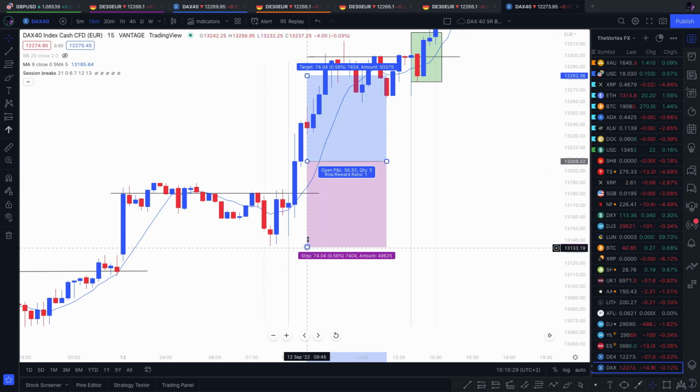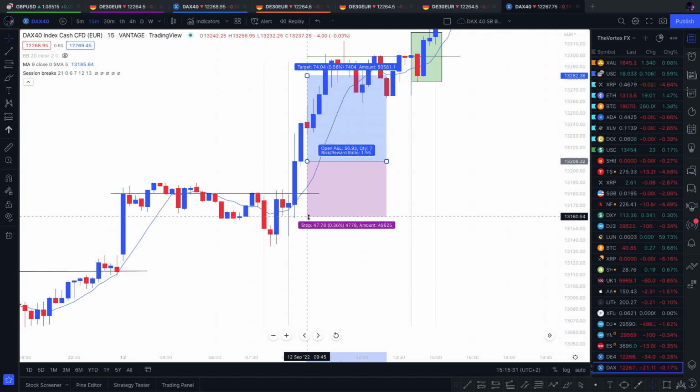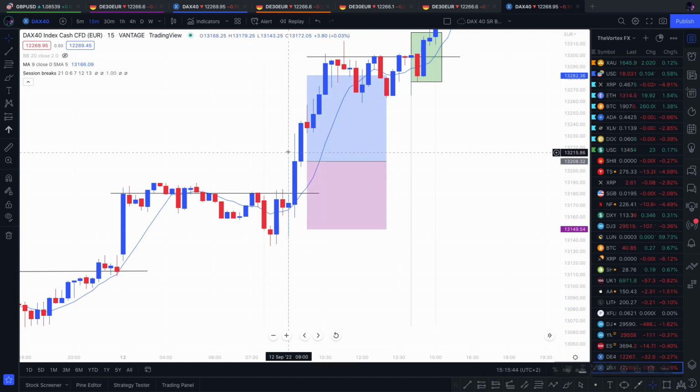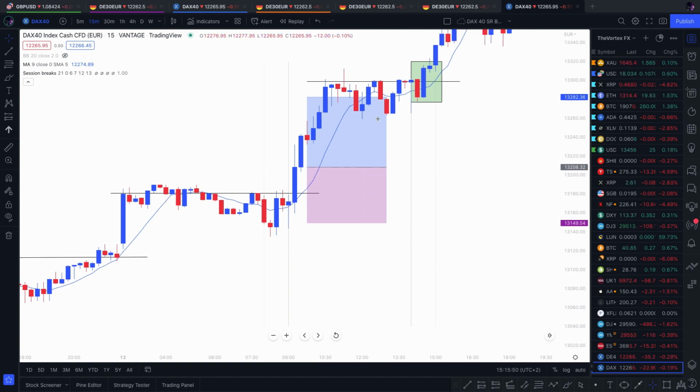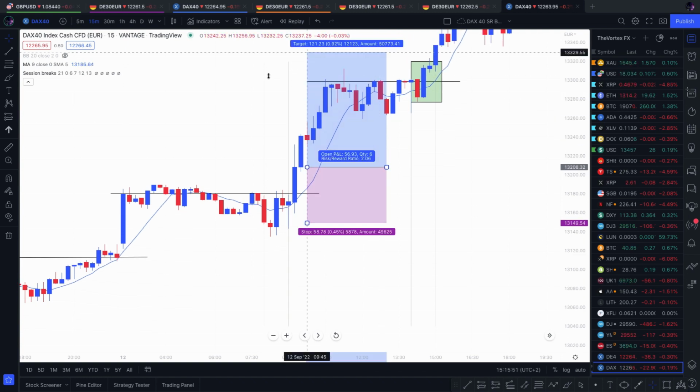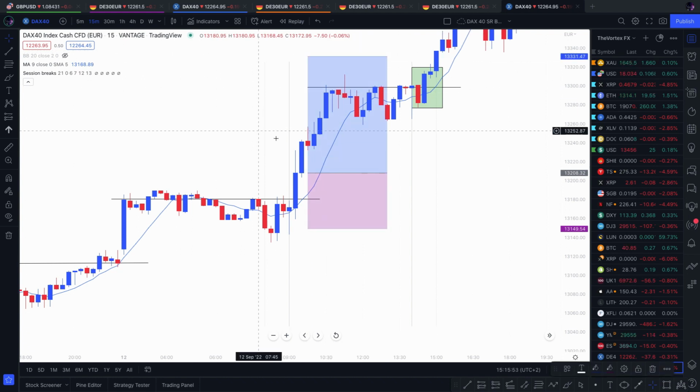We will then place our stop loss a couple of pips below the bottom of the impulsive candle. I like to use at least 10 pips. This gives me room, and it gives room for the market to breathe. There we go. And I always like to target a minimum of 1 to 2 risk to reward. And we can see that we definitely got that with that position.